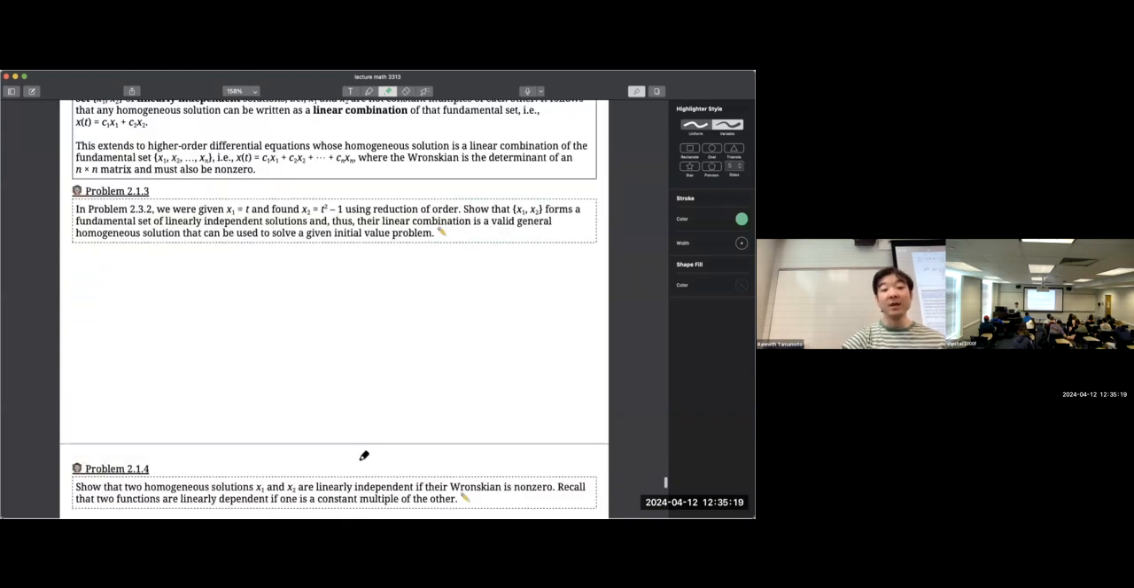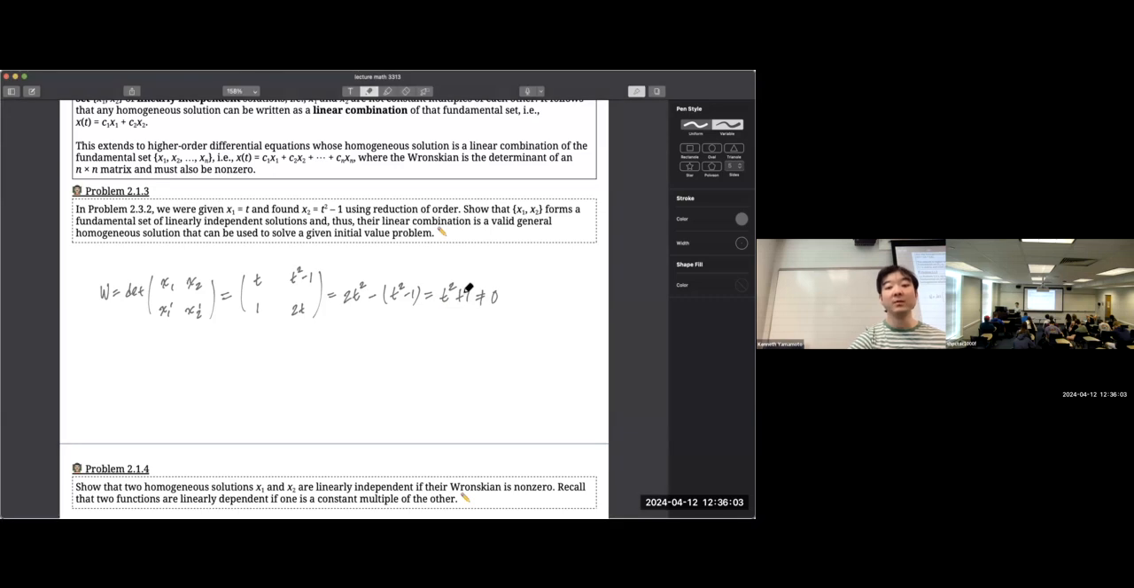How can we check that they would be a fundamental set of linearly independent solutions, so that their combination is a valid general homogeneous solution that can solve a given initial value problem? All you have to do is check that the Wronskian is non-zero. So what is it? x1 is t. We said that x2 is t squared minus 1. The derivative of t is 1. The derivative of this is 2t. You take the determinant, it's going to be 2t squared minus the multiplication of these two, t squared minus 1. This is going to give you t squared plus 1. And this will never equal 0.